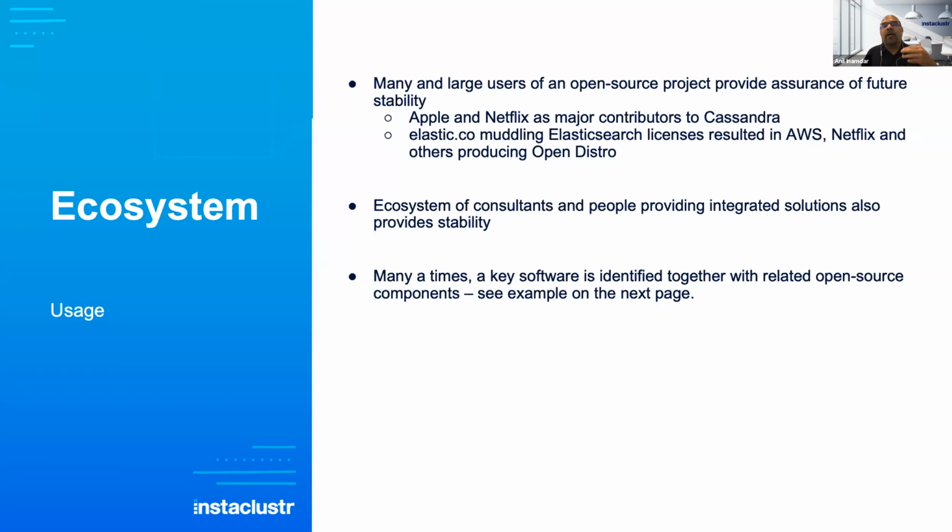Another item is availability of consultants and people providing integrated solutions for open source. This also provides stability. Many times, a key software is identified together with related open source components. This can also provide stability. Now let's see an example on the next page.